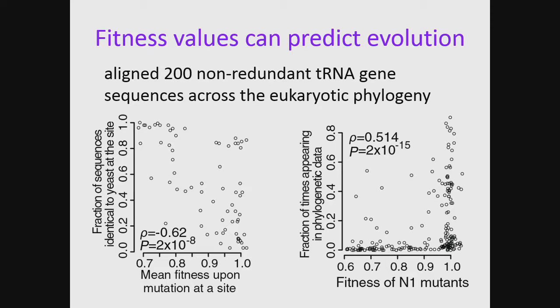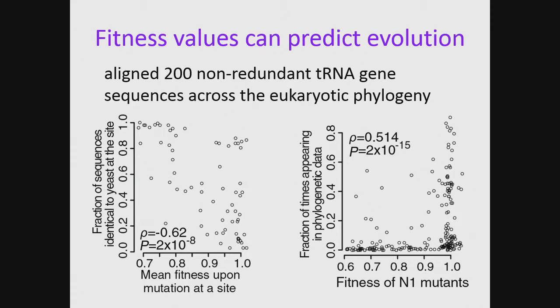For the left panel, let's look at the 69 sites. If the mean fitness upon mutating a site is low, meaning the fitness defect is large, we would expect that the site needs to be conserved. Indeed, we see that there's a high fraction of sequences identical to yeast at that site. Moreover, on the right panel, we can look over the 207 single mutants.